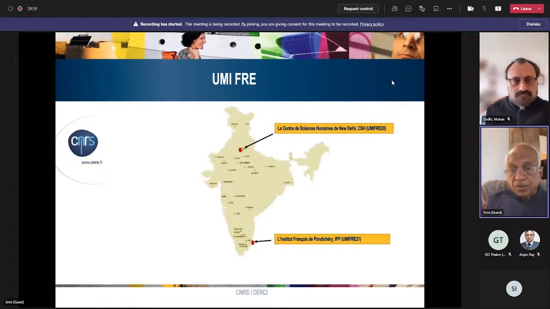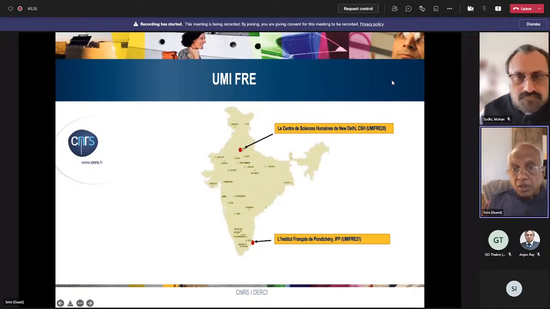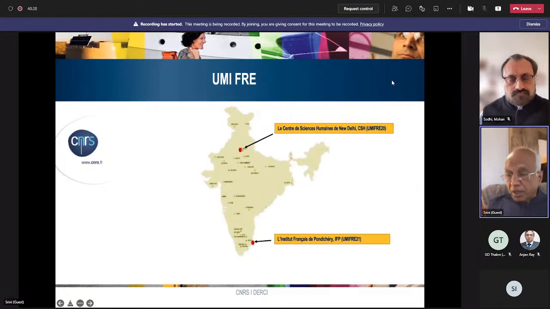We also have two very special situations, because you might have heard about Pondicherry being the past colony of the French. There is an affinity for Pondicherry, so there is a very interesting institution, the Institut Français de Pondicherry. This covers social sciences and humanities. Also in New Delhi, it's called CSH, Centre de Sciences Humaines et Sociales. This is in Delhi, right next to my office.